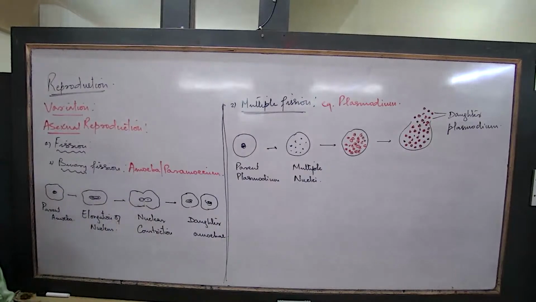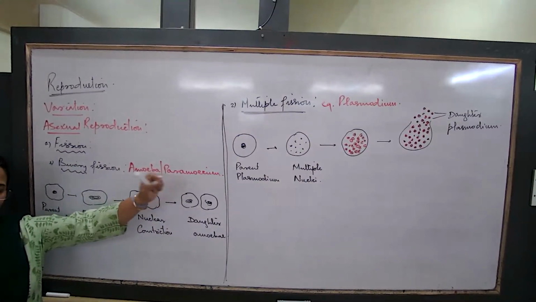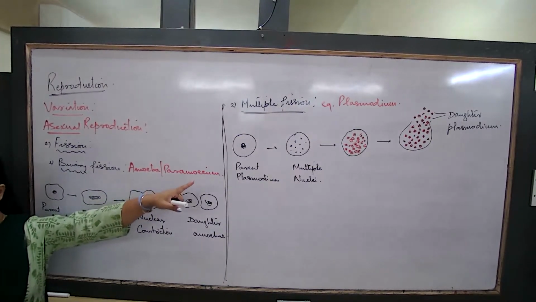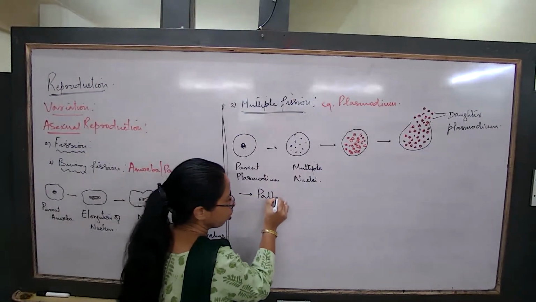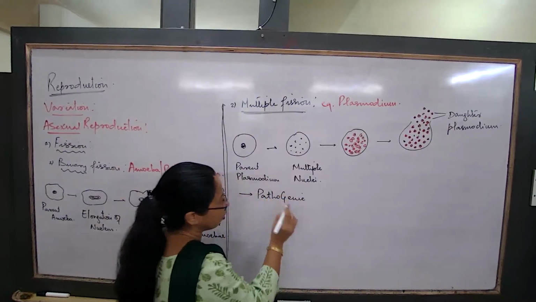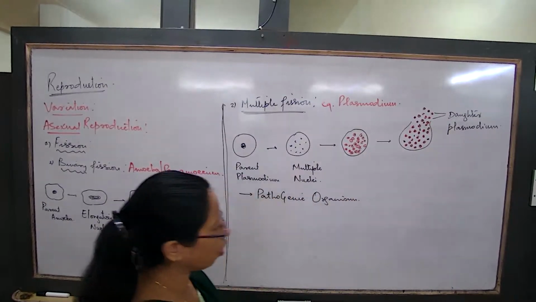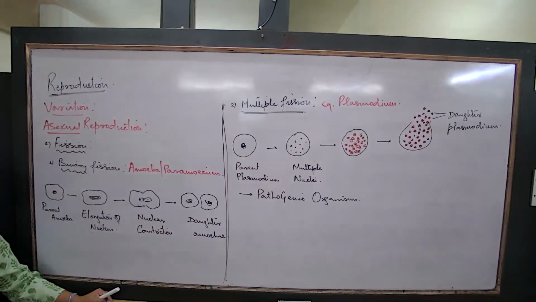So this is a major difference when I talk about binary and multiple fission. What are some of the differences that you write? Here nuclear division only once, here nuclear division multiple number of times. Here two daughter cells formed, multiple daughter organisms will be formed. Multiple fission is majorly for pathogenic, disease causing organisms, and this side, what do we write? Free living organisms.